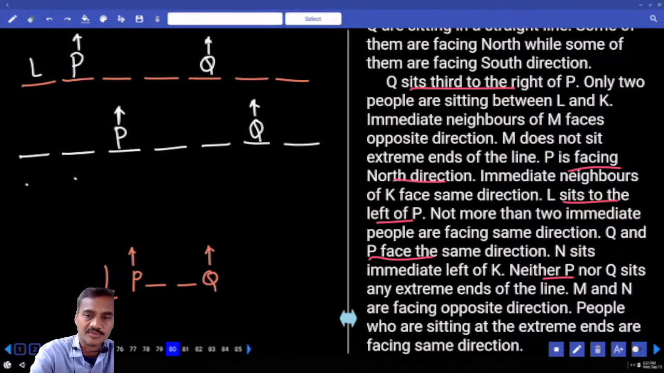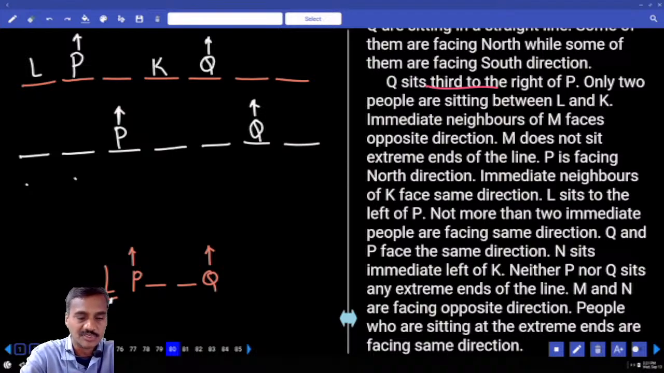Then the next one. Q sits to the right of P, and only 2 people between L and K. In between L and K, there must be exactly 2 people. Now here in this one, there are 2 different possibilities.